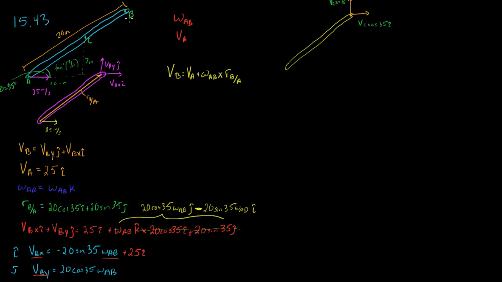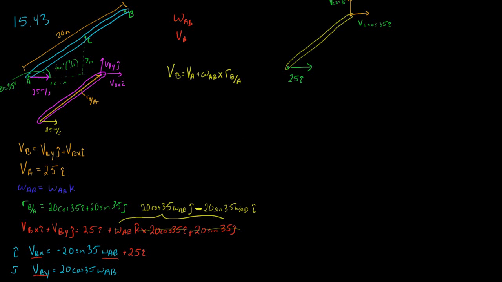It's different than B because B is at the end of this bar and it can sort of move in different directions, it's not constrained along the bar. This velocity of C is constrained along this angle that the bar is at. So we still have this velocity of A right here, which is 25i.